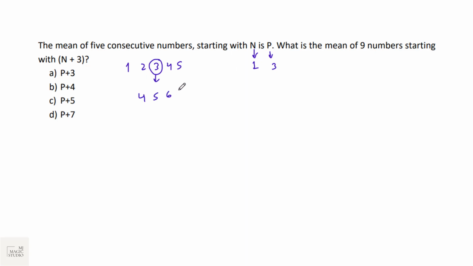So it is starting with 4. 4, 5, 6, 7, 8, 9, 10, 11, 12. We need 9 numbers. So here mean is 8. But answers are given in form of p. p is 3. Our answer is 8, which is 3 plus 5. So it should be p plus 5. Option C is the pick.